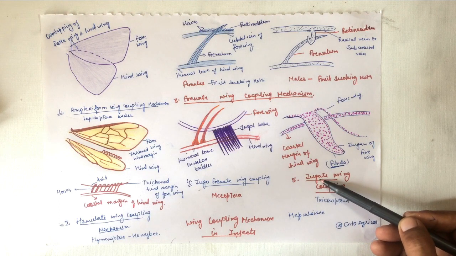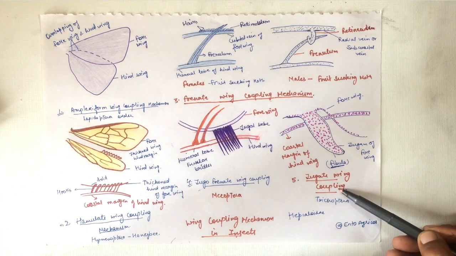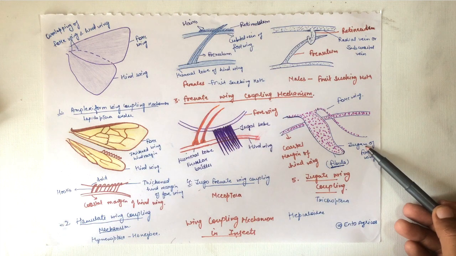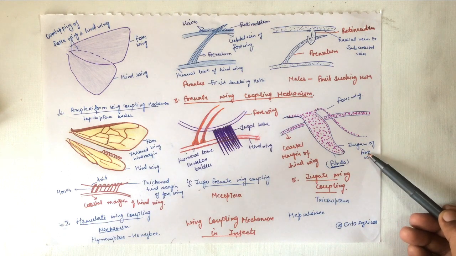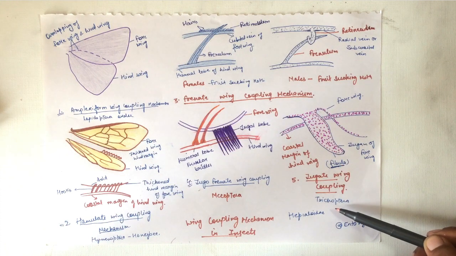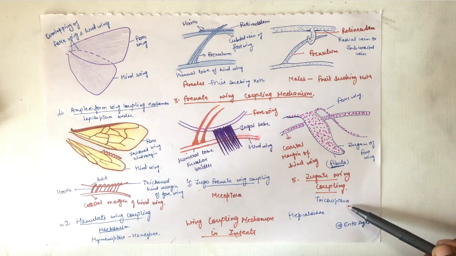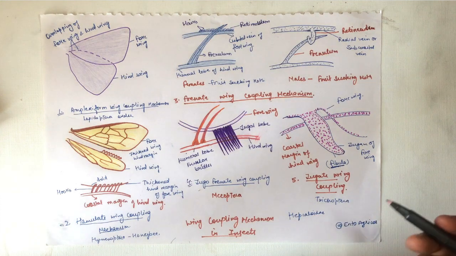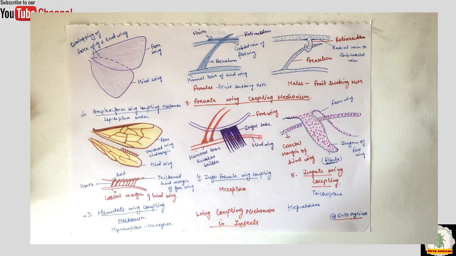Next is the jugate wing coupling. In jugate wing coupling, the jugum of the forewing is enlarged enough, and this forms fibula. And this kind of wing coupling mechanism is seen in case of the Trichoptera order and in hepialid moths. So friends, this was all about wing coupling mechanism in insects.